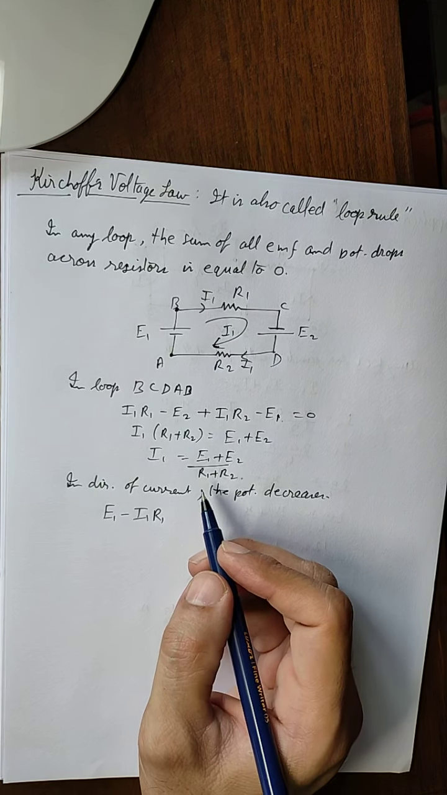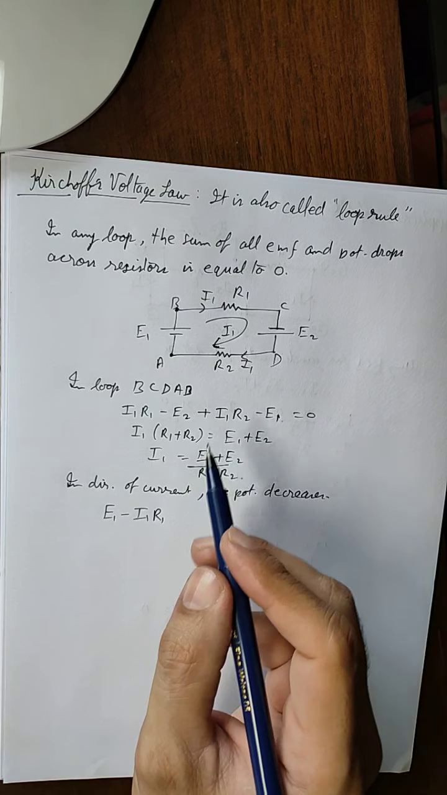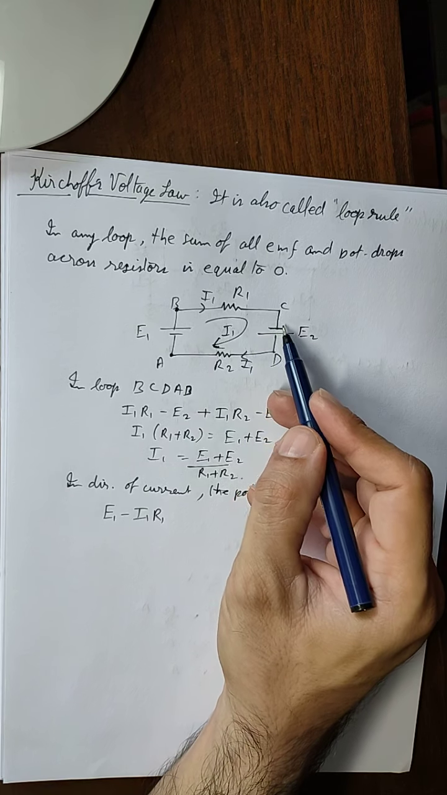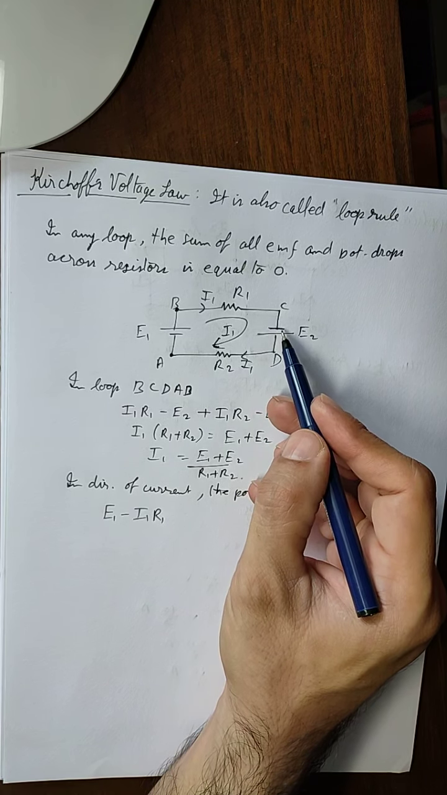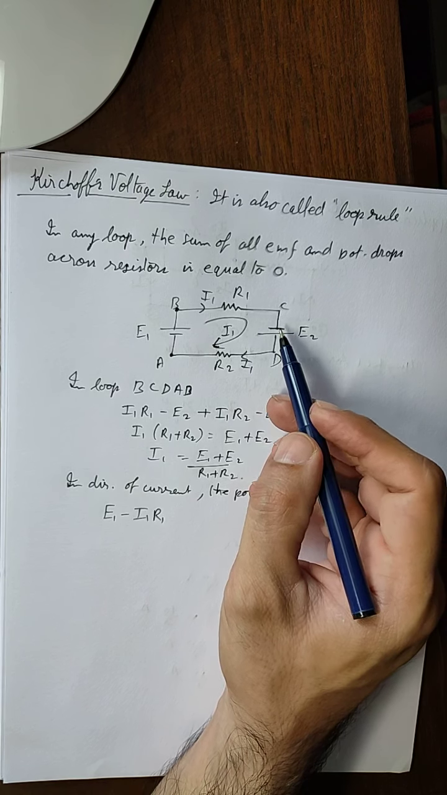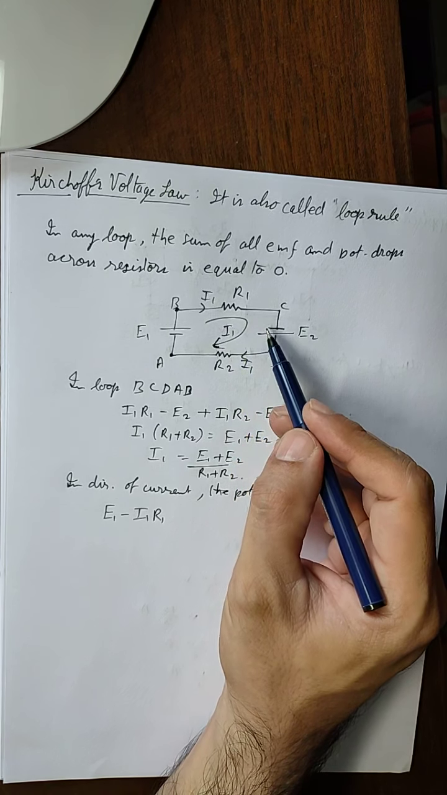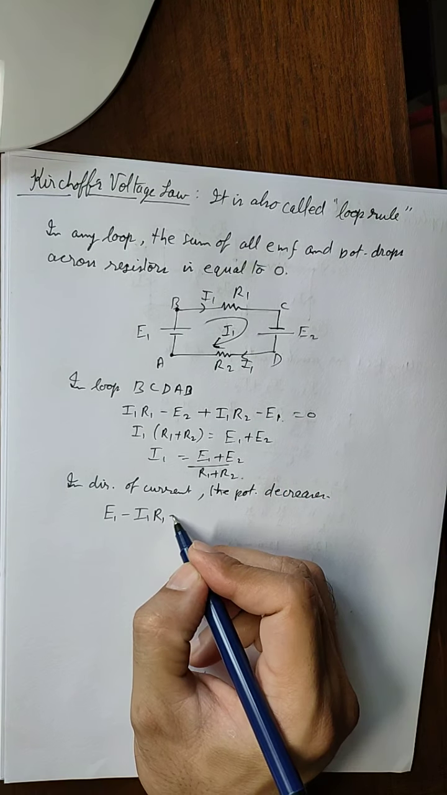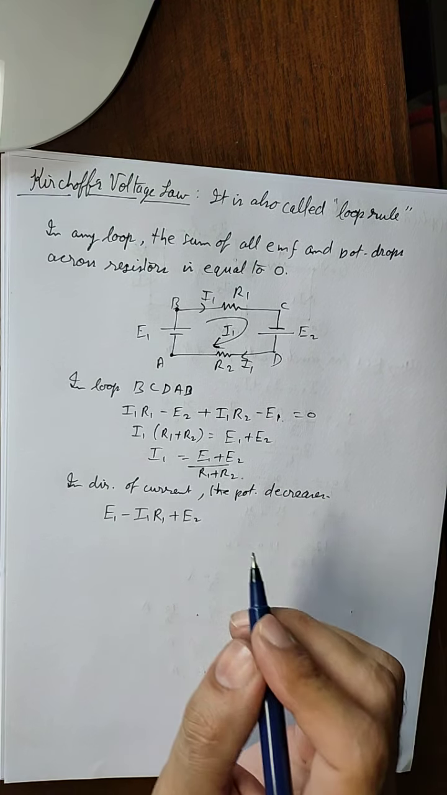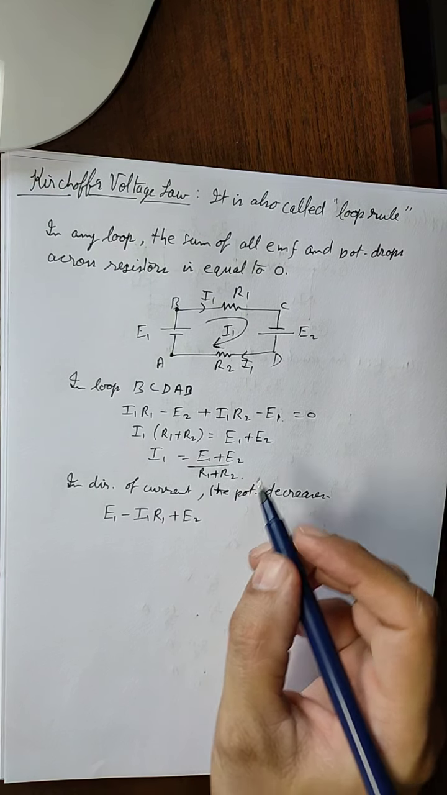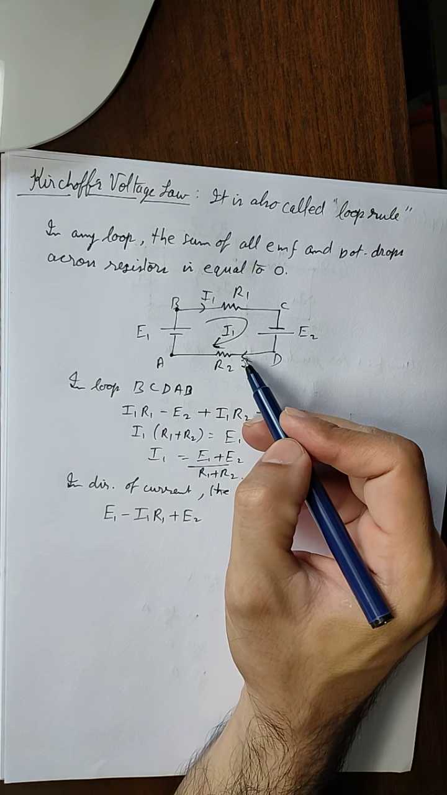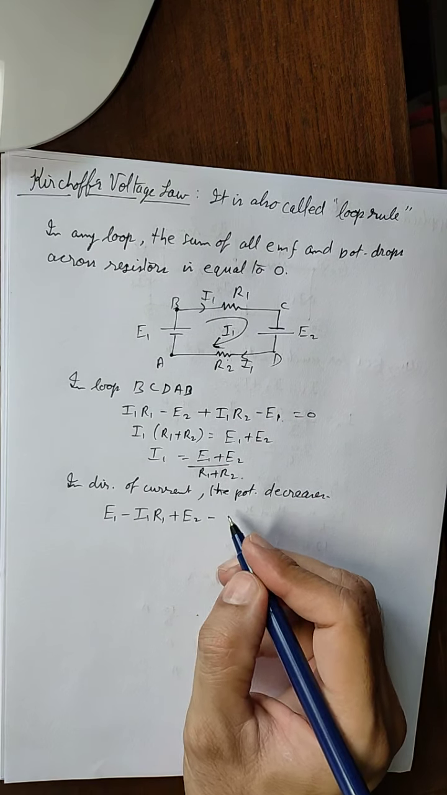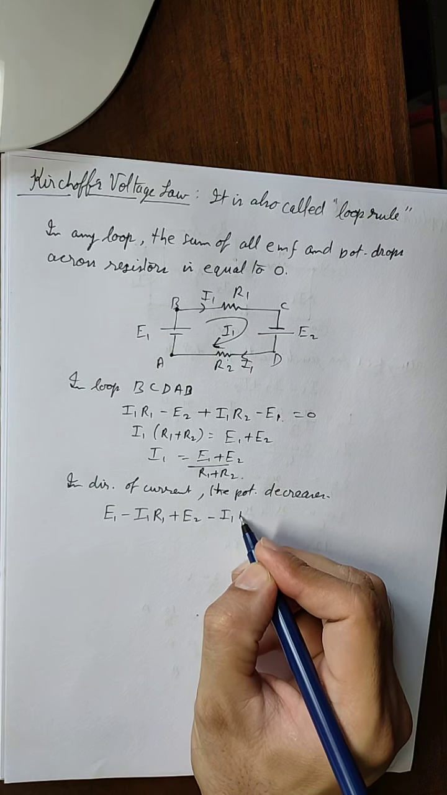Then if we move further, E2 will be at higher potential because it is a battery. Because of the battery there will be a gain in the potential. The battery is connected in the direction of current, so it will add to the potential. So that means we will have plus E2 here, and the potential at R2 will be lower than the potential at E2. So again we will write minus I1 R2.